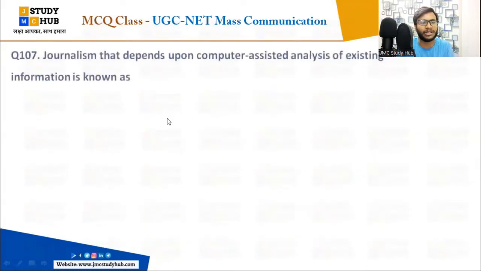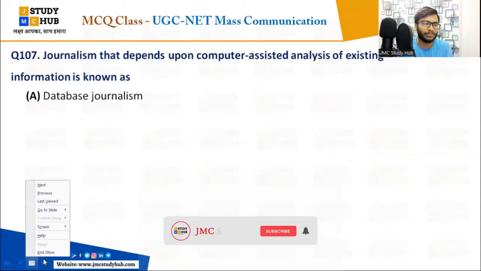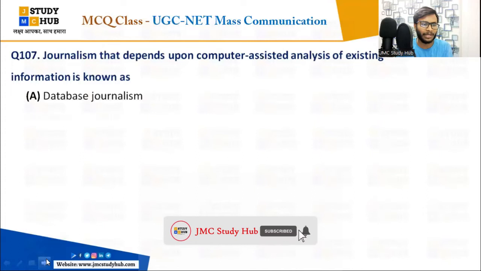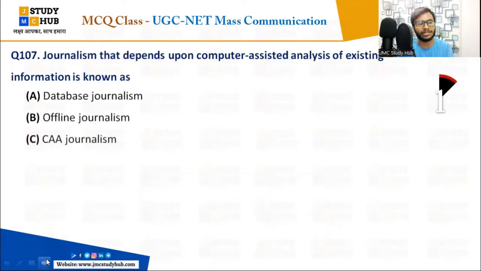Next question, it is about journalism that depends upon computer assisted analysis of informations is known as database journalism. Next, that is offline journalism, CAA journalism, technical journalism. जल्दी से सभी लोग आंसर करेंगे.